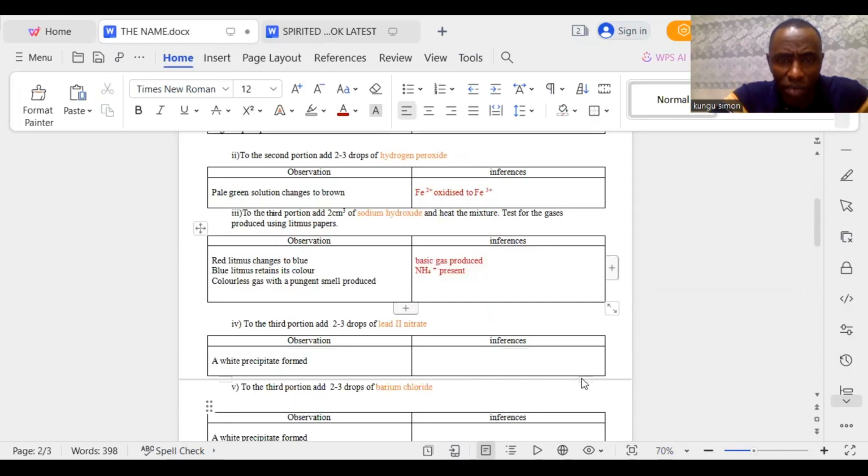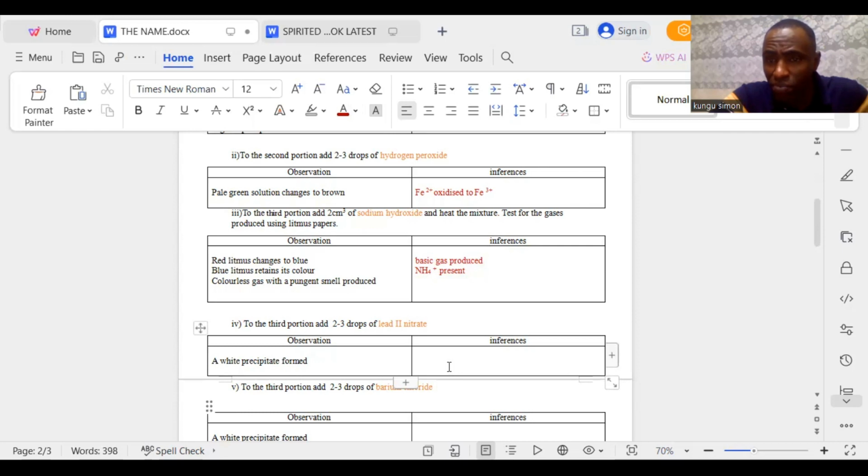Now, there's also the mention of lead 2 nitrate. A white precipitate is formed. Please get to know this. A white precipitate is formed. But before we check here, maybe some of you could have been confused because we've already mentioned that iron 2 ions are there and ammonium ions are there. But here, there's this possibility.